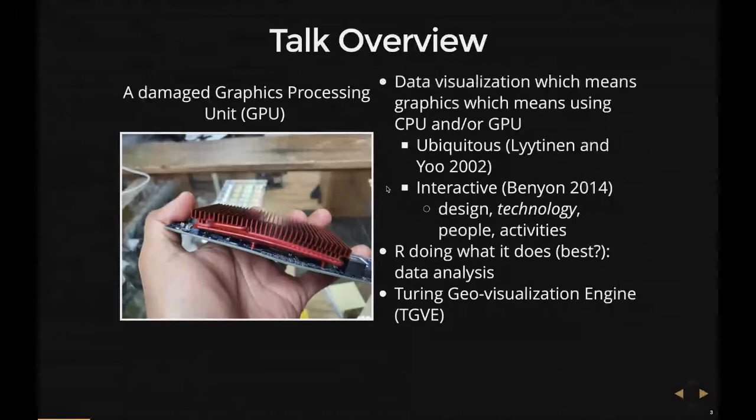Now, I will also talk about what R should be doing, where it does what it does best, and a little bit, obviously, about the project. But that picture is actually a recent GPU which burned. I don't want to say anything further, but you will feel it. So what is an e-atlas? That is a question that we still don't have an answer for, really.